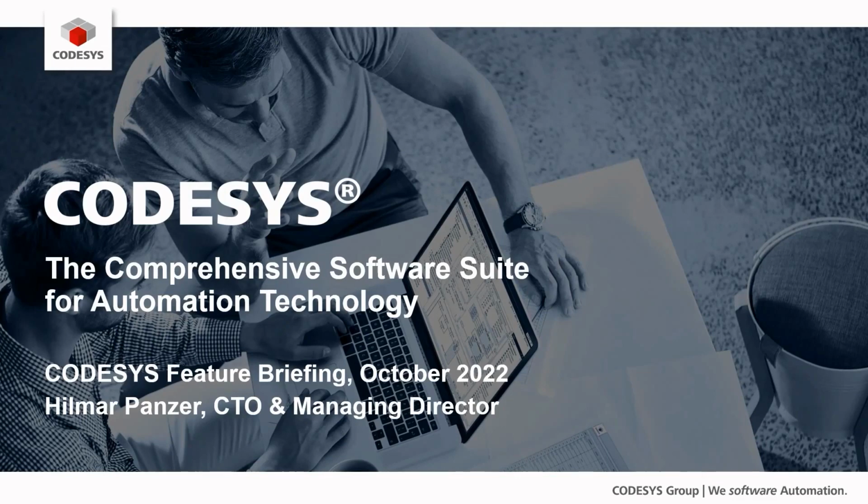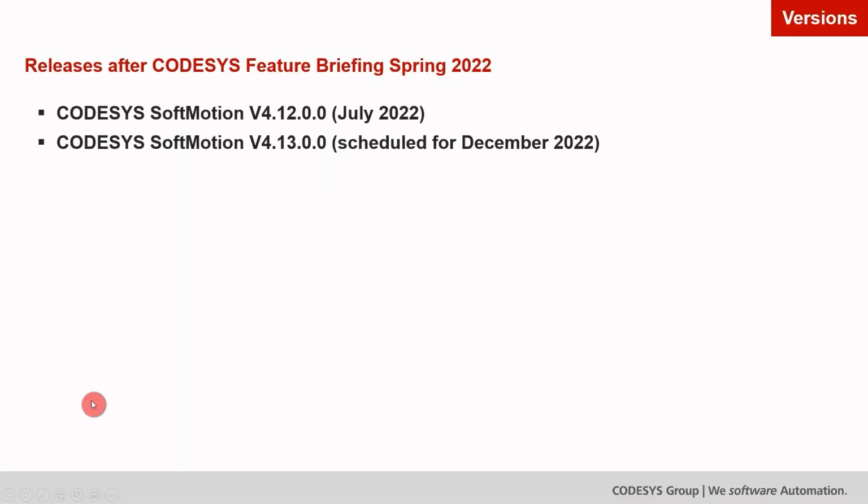So let's move on to CODESYS SoftMotion. Also here we have several new features that we want to show you. First, an overview of the releases. Since the last feature briefing in spring, there was version 4.12, which was released in July, and currently under implementation is version 4.13, which we expect for December.